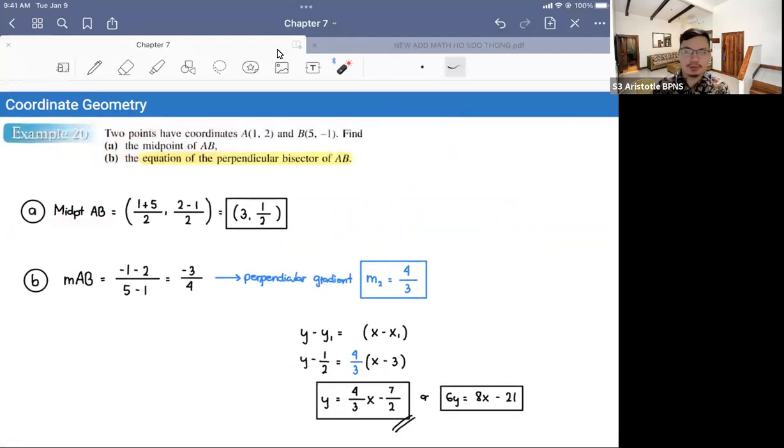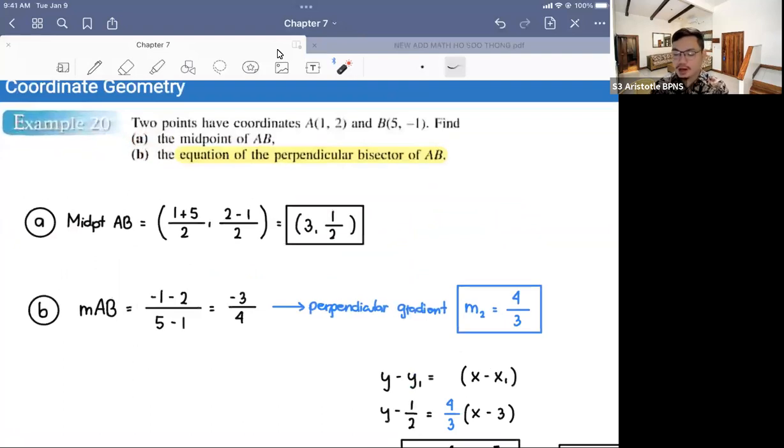Do you still remember how to find the midpoint between 2 points? Just add the x values and the y values, and divide both by 2. So this is your x, this is your y. Therefore, the midpoint of AB is (3, 1/2). So this is the coordinates of the midpoint of AB. Any question, class, on letter A? All right, none. Again, you add your x, that's why this is 1 plus 5. Add your y, that's why this is 2 minus 1. And then divide by 2. So here's your answer. So done.